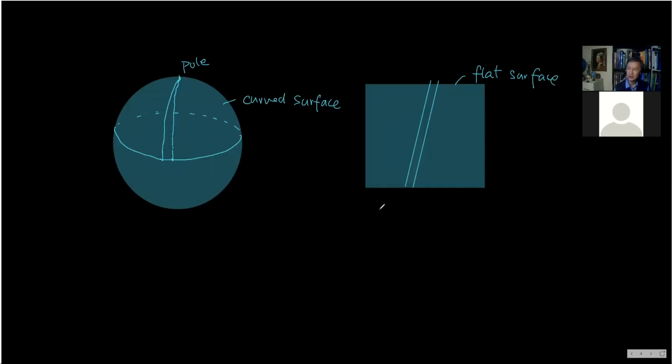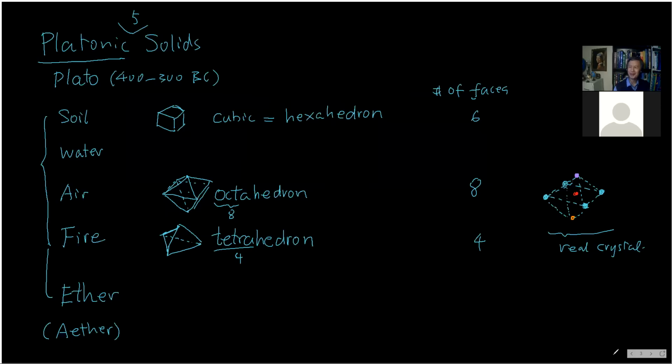So this is what is called Euclidean geometry. And this is called non-Euclidean geometry. All right, so there are many things related to this when I talk about elements. How about water?